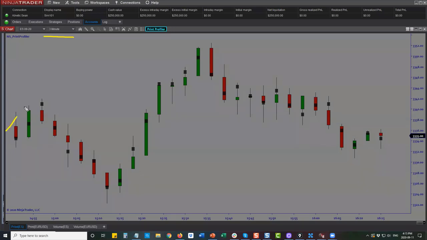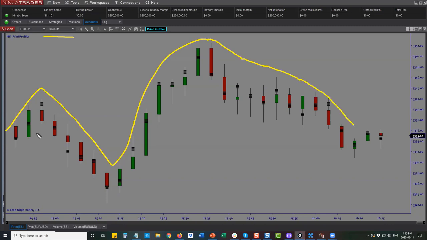If price goes up and down and up and down, this is an area of interest because the market's changing direction. This is an area of interest because the market's changing direction.